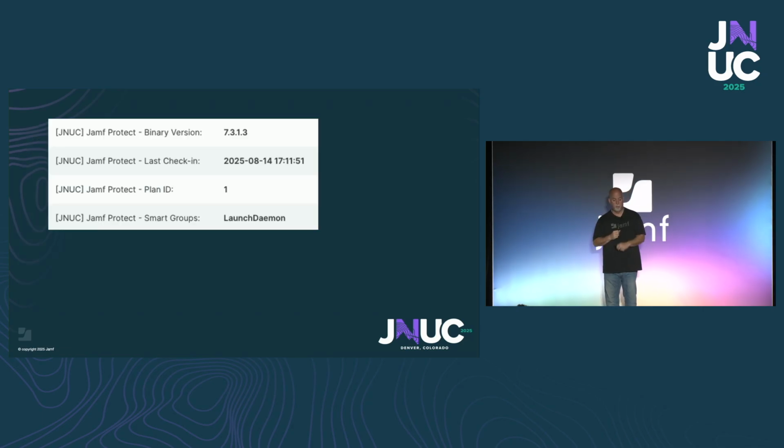All right, Jamf Protect. So these are part of the extension attribute templates in Jamf Pro. You can get things like binary version, last check, plan ID, and what the Jamf Protect smart groups are.